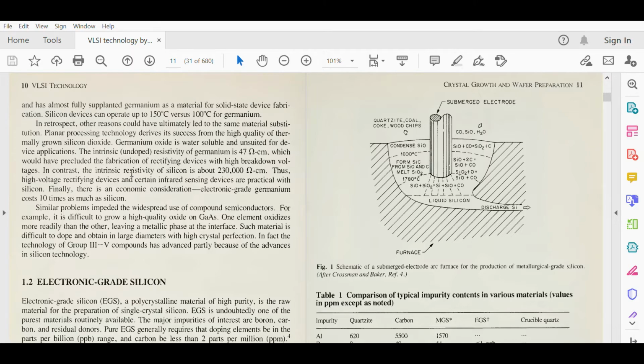In contrast, the intrinsic resistivity of silicon is about 230,000 ohm centimeter. Thus, high voltage rectifying devices and certain infrared sensing devices are practical with silicon. Okay, this is the other reason, in comparison with germanium, why we prefer silicon for our construction. Finally, there is an economic consideration. Electronic grade germanium costs 10 times as much as silicon.